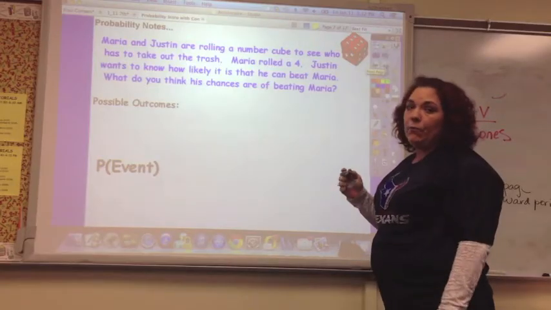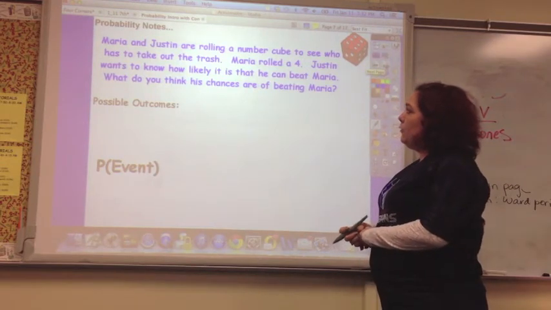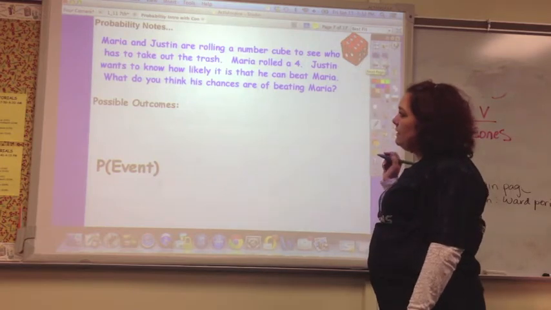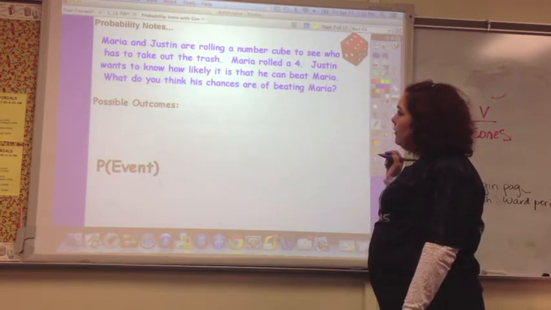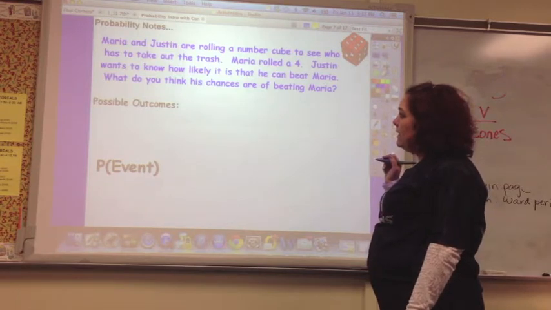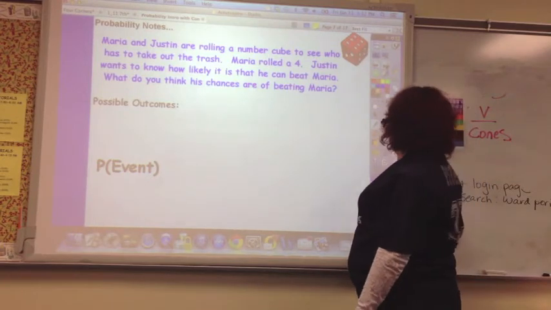So let's look at what this is going to look like with some problems. Maria and Justin are rolling a number cube, like this one, to see who has to take out the trash. Maria rolled a 4. Justin wants to know how likely it is that he can beat Maria. What do you think his chances are of beating Maria?